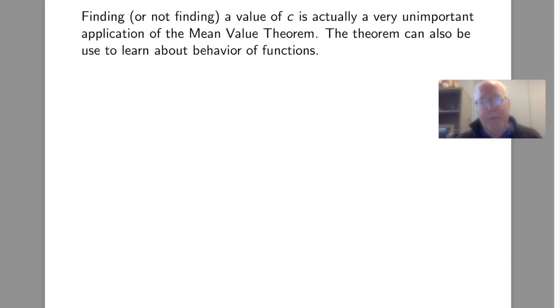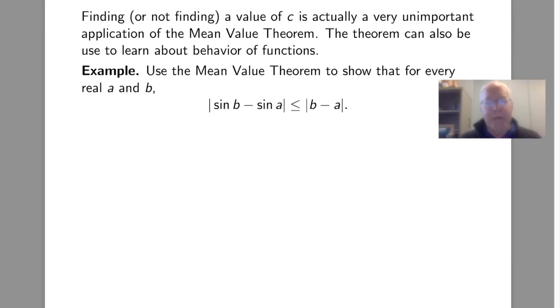Now, as mentioned earlier, finding or not finding a value of c is actually a very unimportant application of the mean value theorem. The theorem can also be used to learn important things about the behavior of functions. So we're going to give one easy example of that. This example says, use the mean value theorem to show that for every real number a and b, if we take the sine of a minus the sine of b and take the difference, we can never be bigger than the absolute value of b minus a.